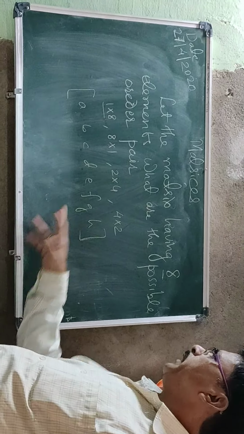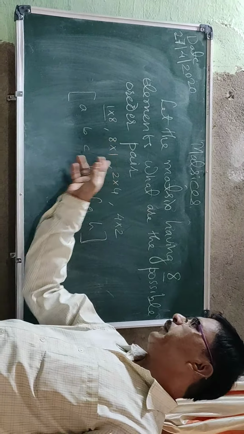In this way, 1 by 8 we have to denote as a row matrix. Similarly, we can write 2 rows and 4 columns; you can write any elements. In this way, if the matrix has 8 elements, the possible order pairs are 1 by 8, 8 by 1, 2 by 4, and 4 by 2.